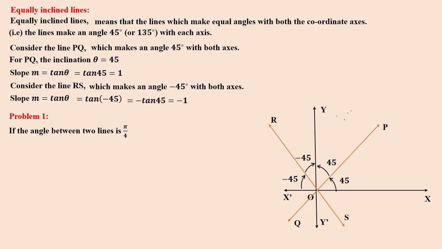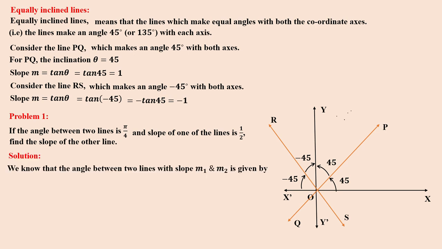The angle between two lines is pi by 4 and the slope of one of the lines is 1 by 2. Find the slope of the other line. This problem is based on the angle between two lines. We know that the angle between two lines with slopes m1 and m2 is given by tan theta is equal to modulus of m2 minus m1 by 1 plus m2 m1. Theta is given as pi by 4, and m1 is also given. The slope of one line is 1 by 2. We need to find the slope of the other line, that is m2.